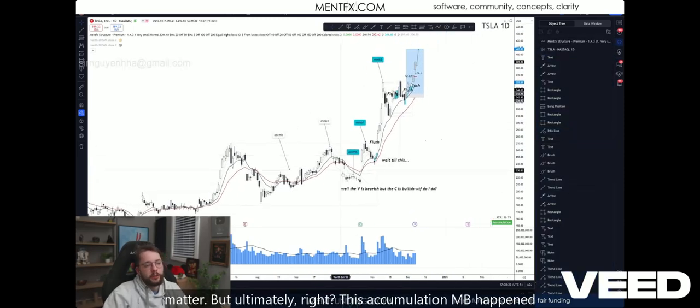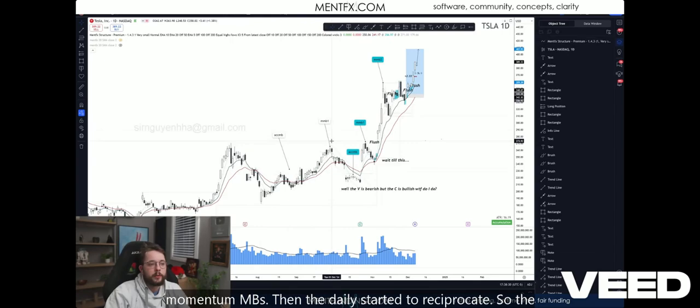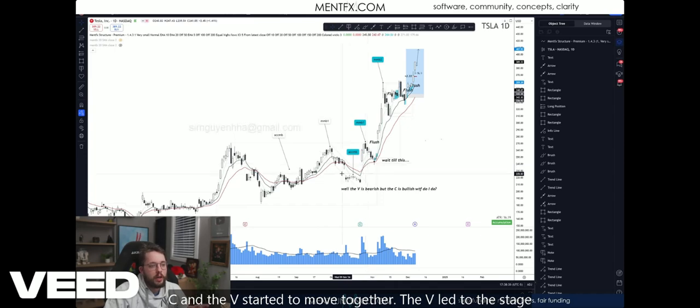But ultimately, this accumulation MB happened from here. Same exact thing within the higher time frame, the weekly. The weekly started to accumulate, potentially put in those momentum MBs. Then the daily started to reciprocate, so the C and the V started to move together.